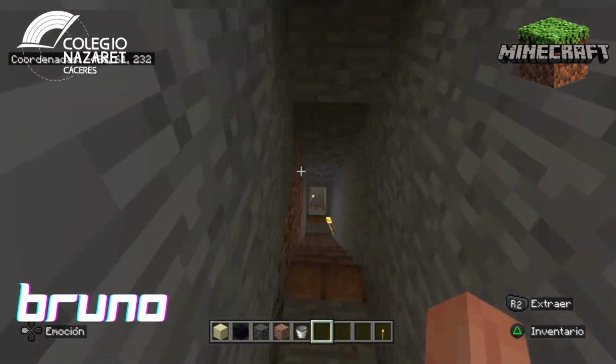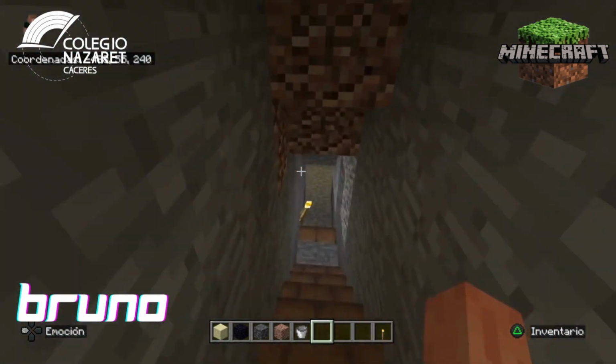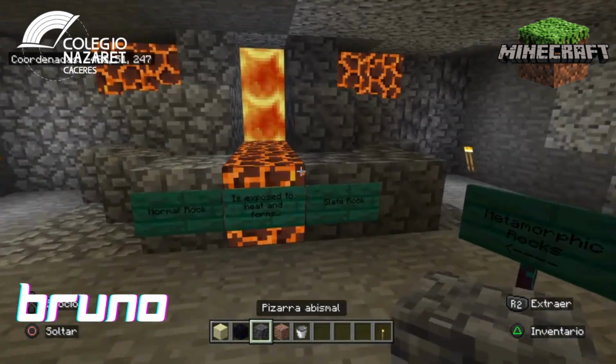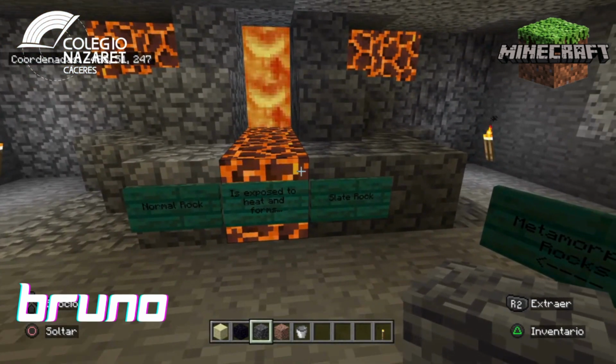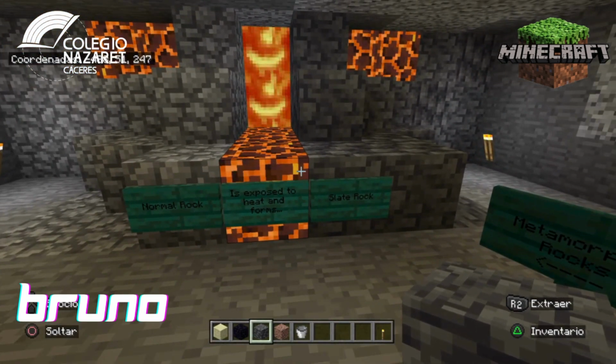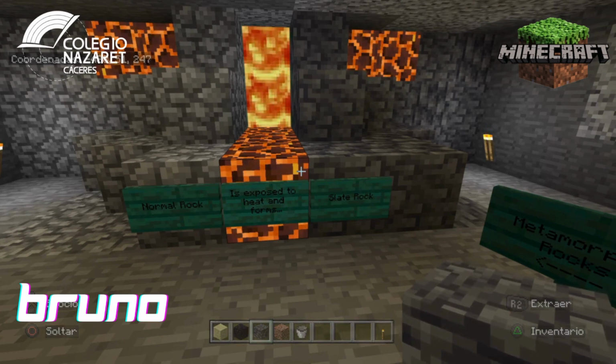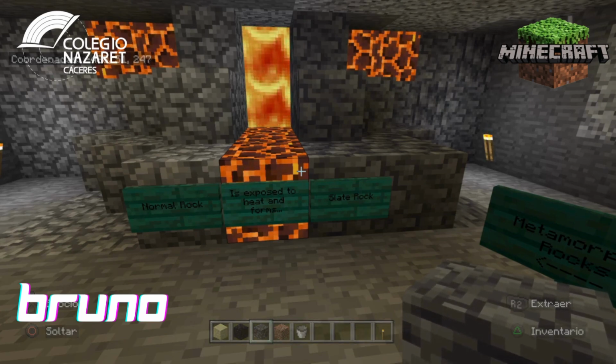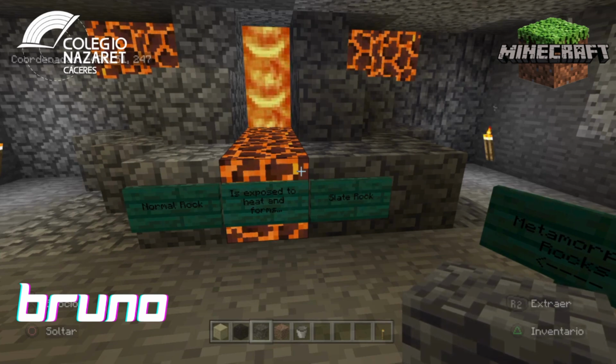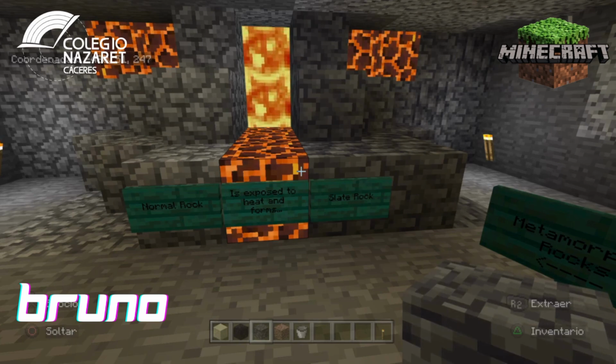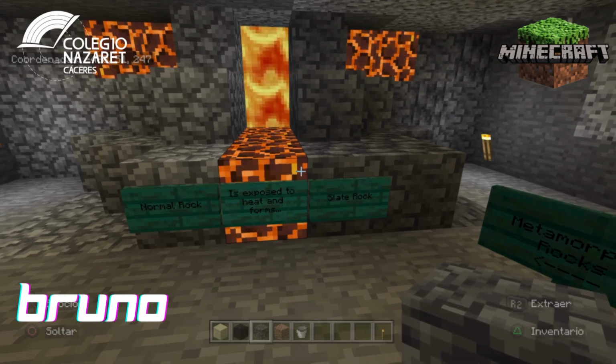Now I am going to explain metamorphic rocks. Metamorphic rocks form when rocks are exposed to heat, pressure, or both heat and pressure. Metamorphic rocks typically form at plate boundaries and adjacent to magma intrusions. The appearance of the rock is fine-grained, such as slate, which is one of the most common.